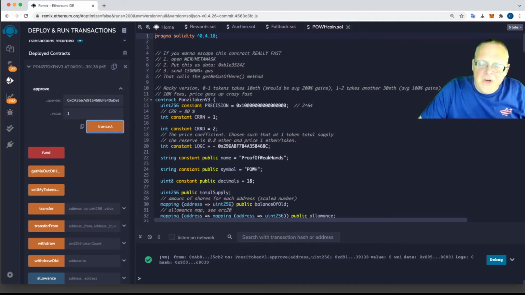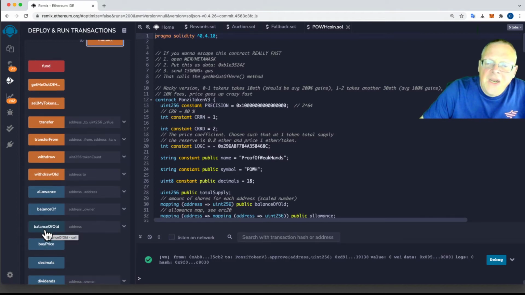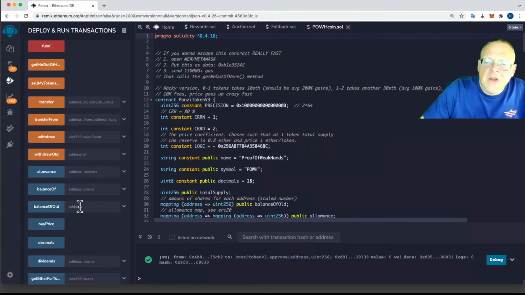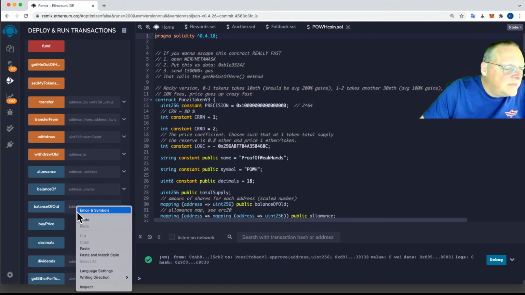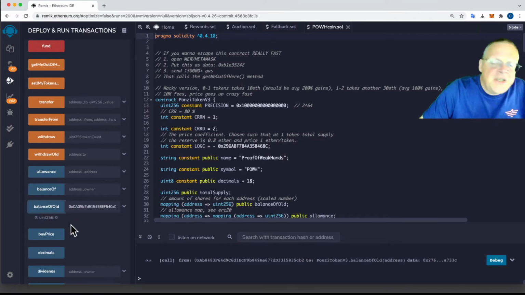So now I click the balance of old button, which is here. I paste in the account number for account number 3. And click it. And this has a balance of 0 because I haven't done a transaction yet. What I have done is approve a transaction into account number 3.